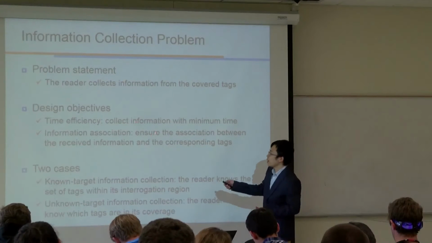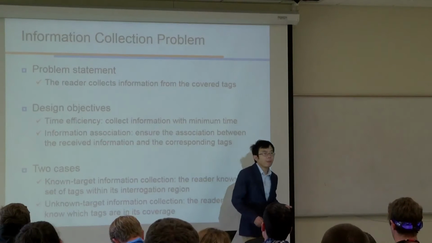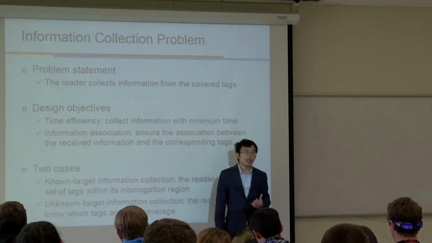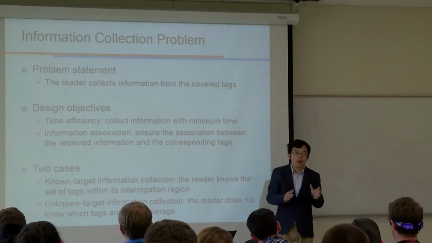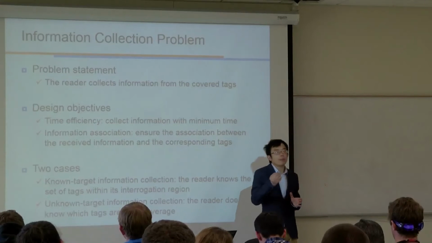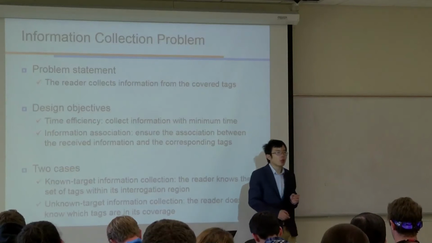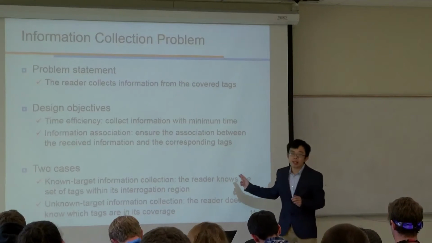So we can meet the very tight time constraint in some applications. In addition to that, we also want to achieve information association by using our protocol. What's the meaning of information association? We want to ensure that when the reader receives a piece of information from some tag, the reader is able to figure out the sender of the information. This is very important in some applications.